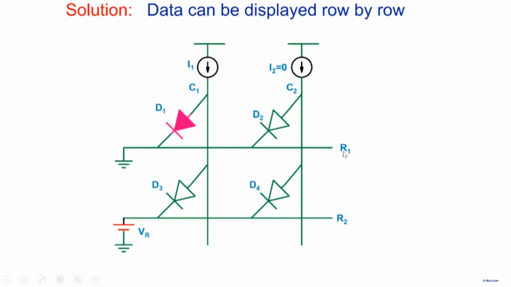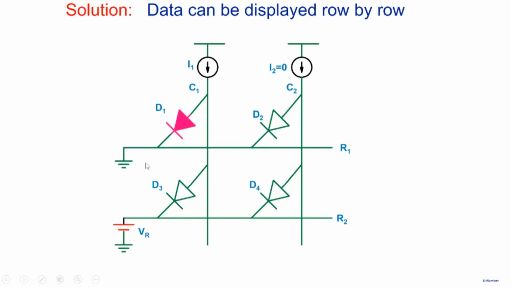We go row by row. So what we do is we select the first row: R1, R2, R3, R4, and so on. So we select row R1. When we select a row R1, we will make it ground. And then whichever LED you want to be on, you pass a current. If you want this LED to be on, you pass a current.